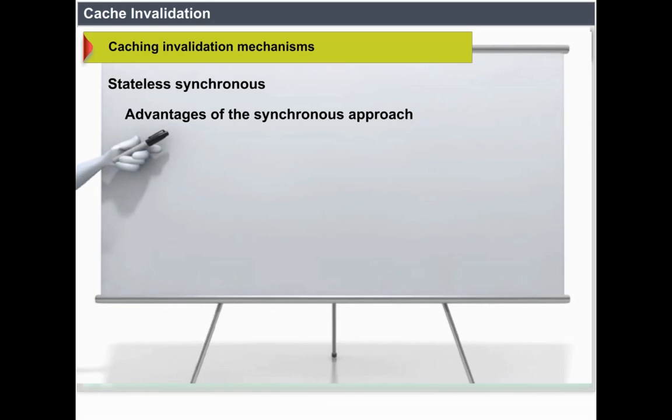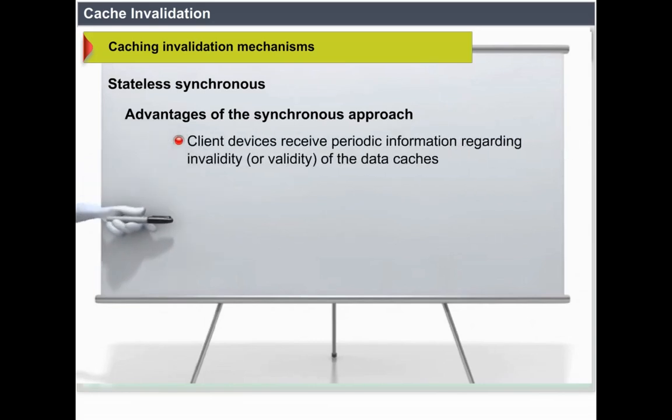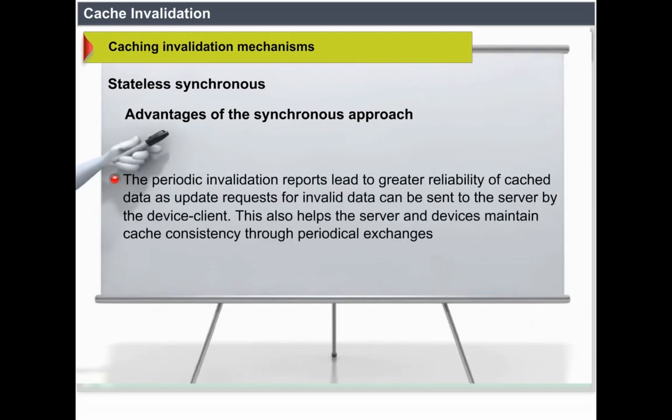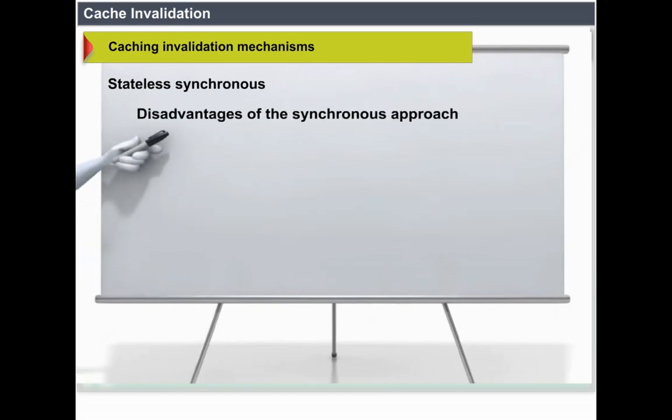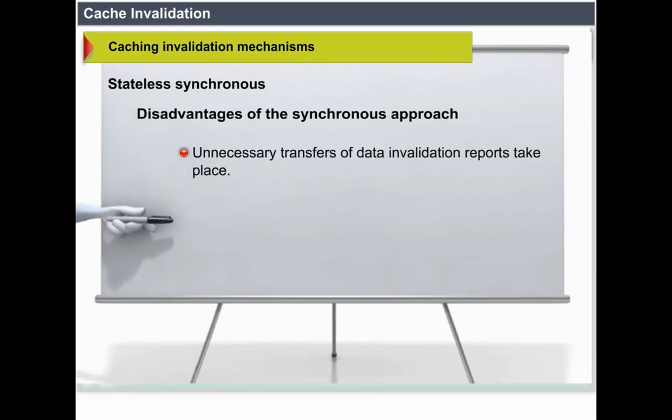Advantage of the synchronous approach: client devices receive periodic information regarding invalidity and thus validity of the data caches. The periodic invalidation reports lead to greater reliability of cached data, as update requests for invalid data can be sent to the server by the device client. This also helps the server and devices maintain cache consistency through periodical exchanges. Disadvantage of the synchronous approach: unnecessary transfers of data invalidation reports take place.